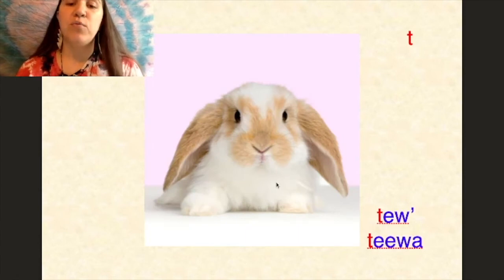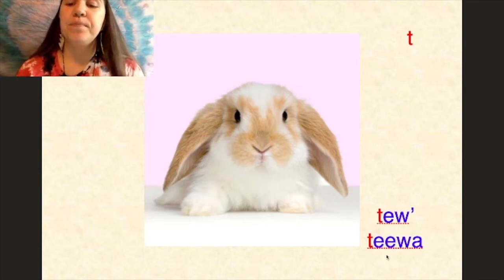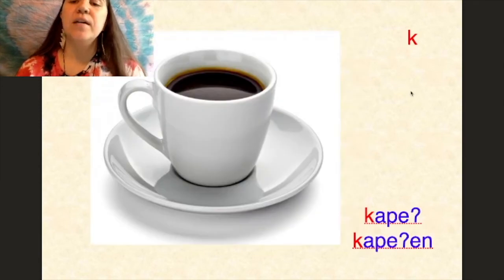And here we have our word for rabbit again. So this is teo, tewa. And the k for kape, kapein. And this is for coffee, kape, kapein.